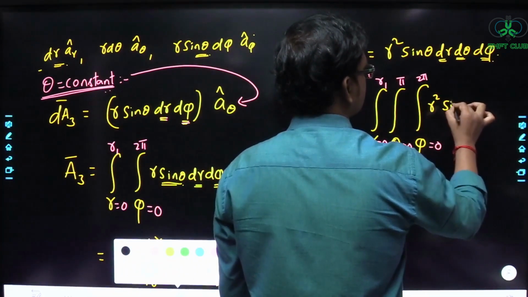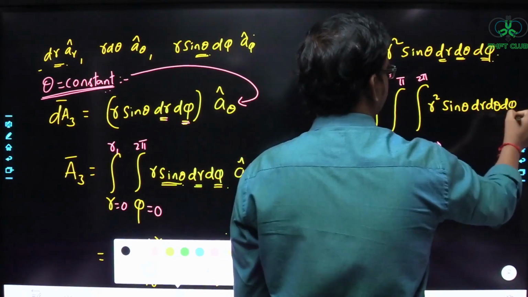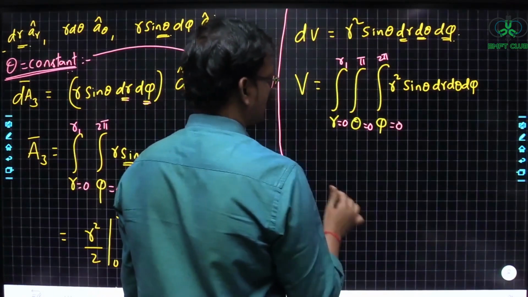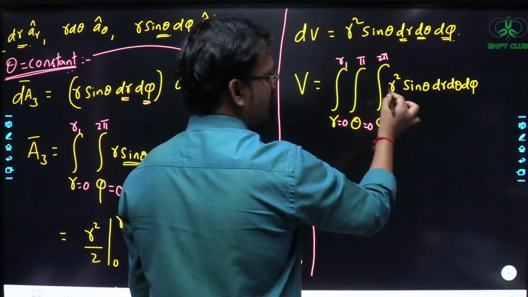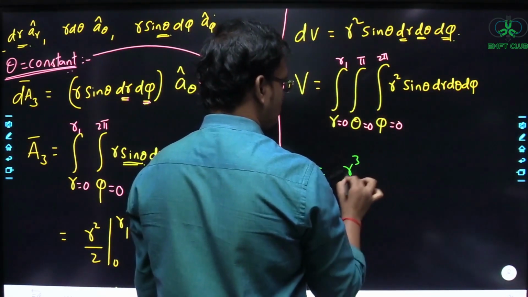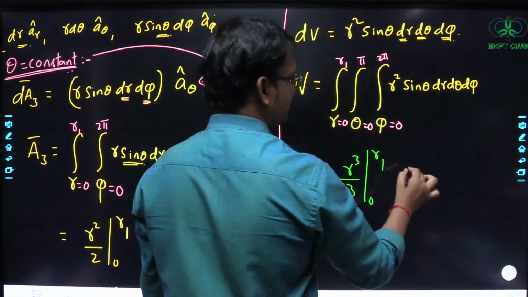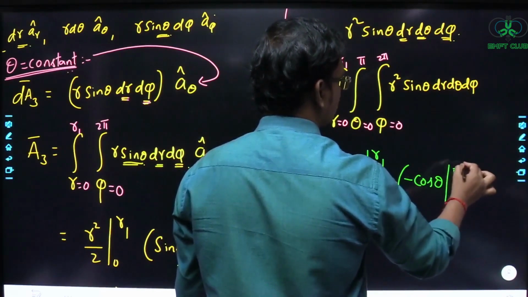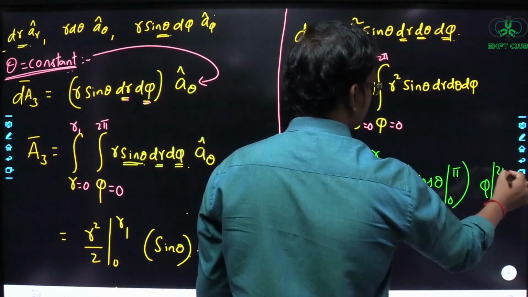So if you do this, what are you going to get? r square sin theta dr d theta d phi. Tell me. Integration with respect to r is nothing but what? Integral r square dr, that is r cube by 3. Its range is from 0 to r1. Integral sin theta is nothing but minus cos theta. Its range is from 0 to pi. Integral d phi is nothing but phi. Its range is from 0 to 2 pi.